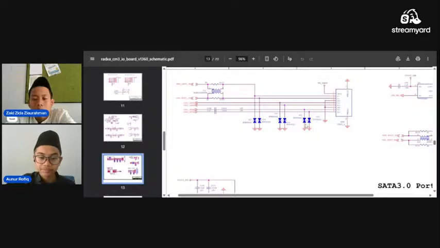This is called, I think, a Schottky rectifier diode. What is this for? It's basically like ESD, electrostatic discharge protection, so it won't give you electrostatic discharge.